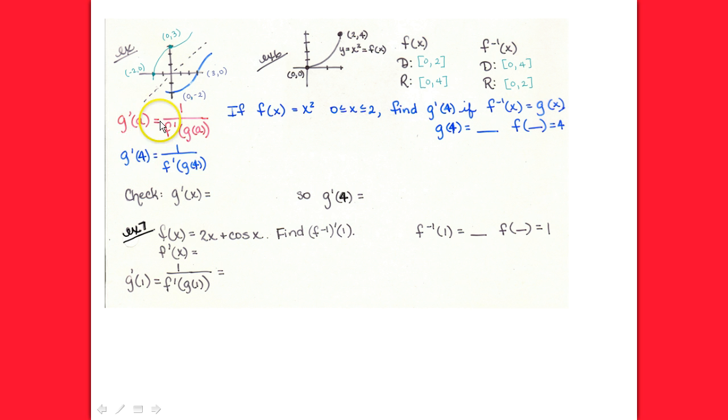So if this is the formula they gave me for the derivative of the inverse, I'm just going to put 4 in the place of that a. So I'll come over here and put 4 in the place of a. So let's start down here on the inside with g of 4. I need to know what g of 4 is equal to. Okay, well, I don't even know what g of x is, so how am I supposed to plug 4 into it if I don't know what it is?